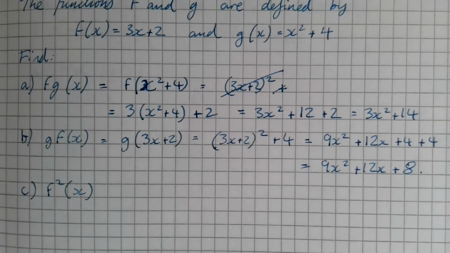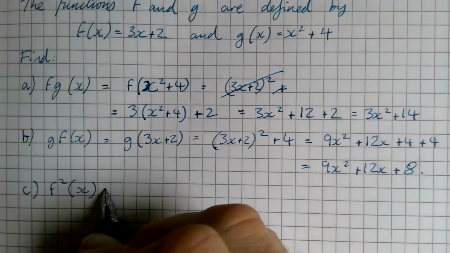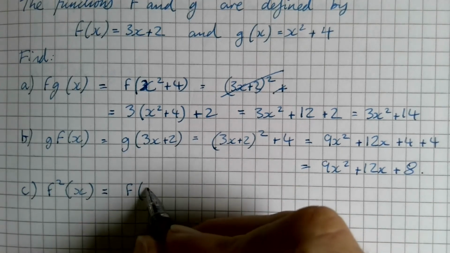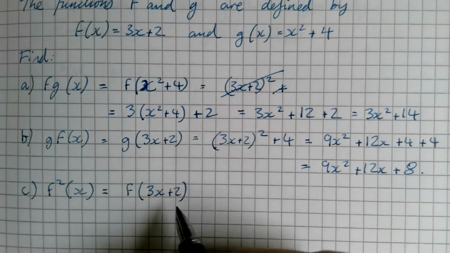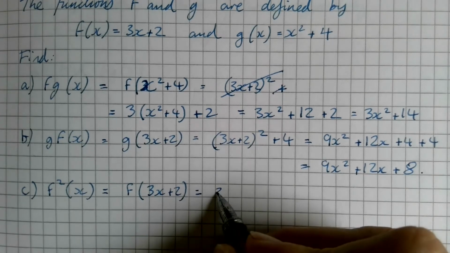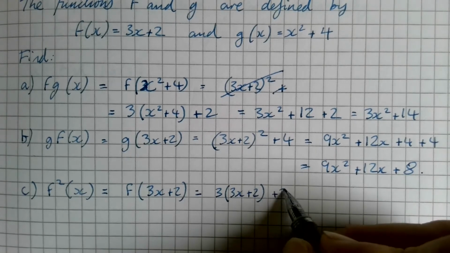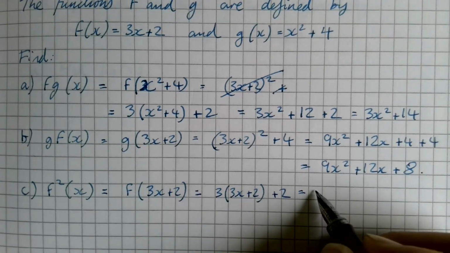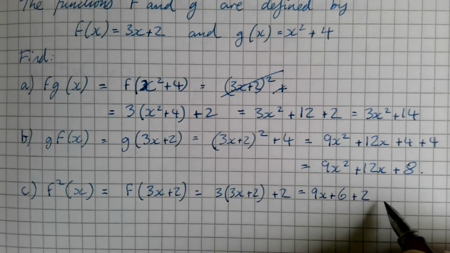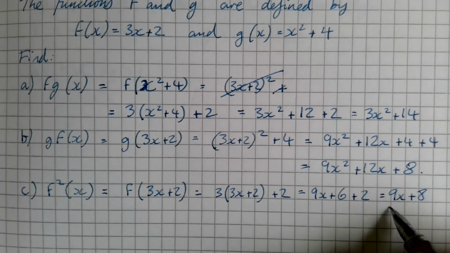Then a third one might be f squared x. Now that means exactly the same thing as if it had written ffx. So here we can say, right, when it goes through the first f, that will give us 3x plus 2, and then we need to put this in as our x in 3x plus 2, don't we? So we will have 3 times the 3x plus 2, and then adding the 2 on at the end, which gives us 9x plus 2 3's are 6 plus the 2, so just clean that up, gives us 9x plus 8.